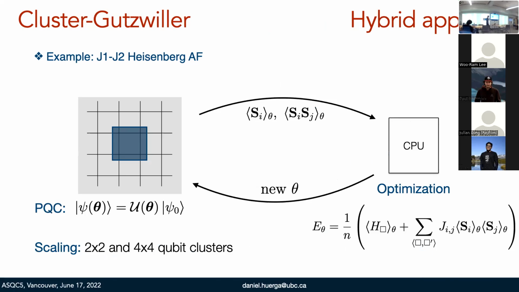Before giving you the details on the parameterized quantum circuit construction, just a few words on how this cluster-Gutzwiller would be for the J1-J2 model. For the case of 2x2 spins, what we have to do is measure the local spin and two-spin correlations in the cluster, and then we can construct out of that an energy in the thermodynamic limit.